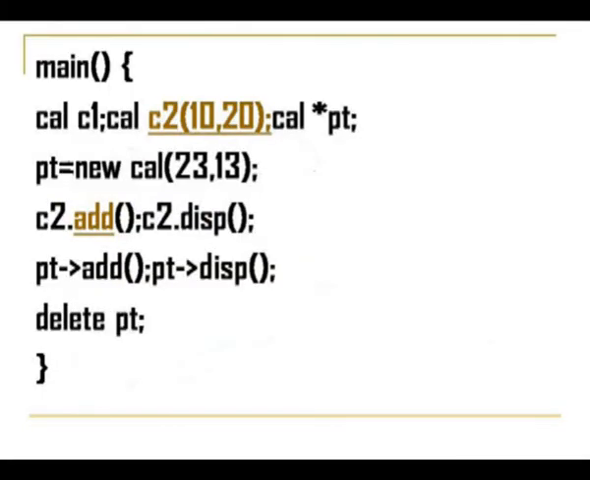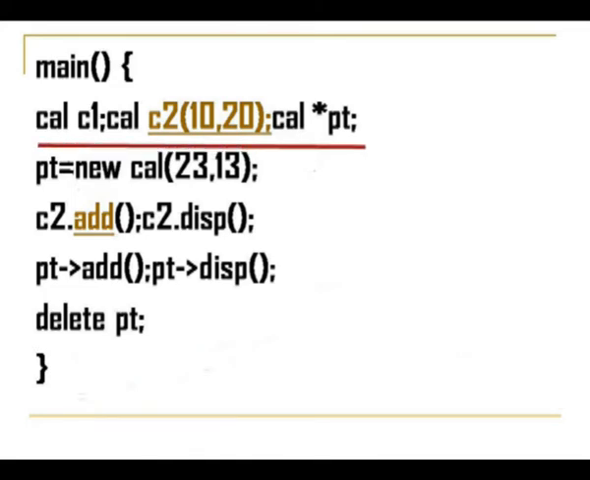Now, the program execution will begin from the main function. So, here we have the definition of the main function. Inside the main function, to access the data members and member functions, we need the object. So, first we have to create the objects for the class. Now first, when you are creating the object cal C1, so C1 is the first object. As soon as the object is created, we know that the constructor function is called.